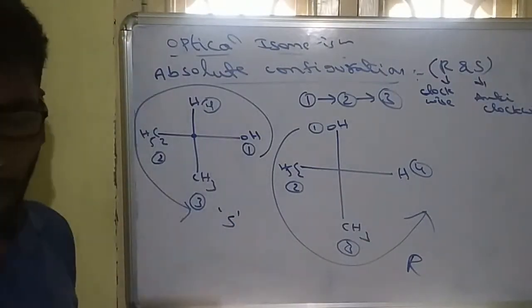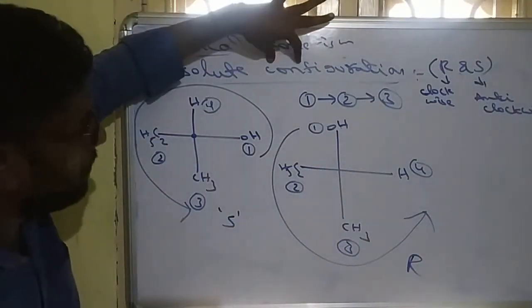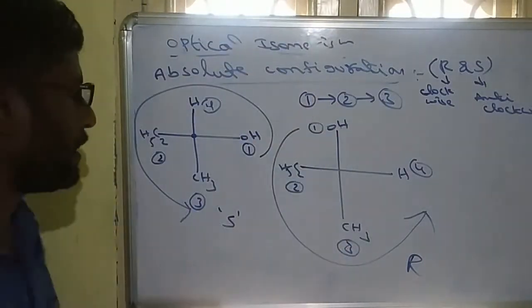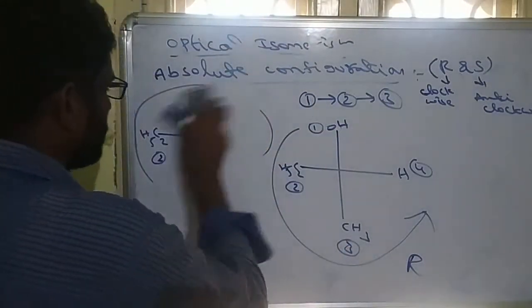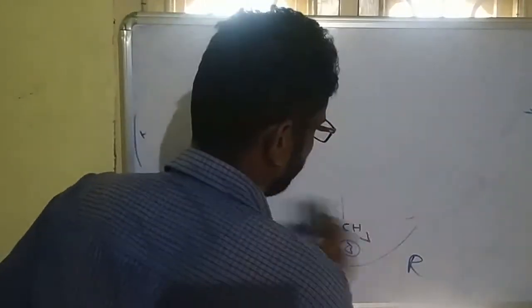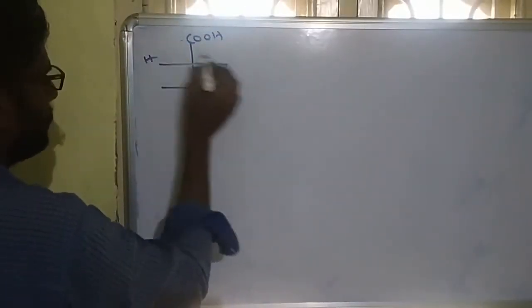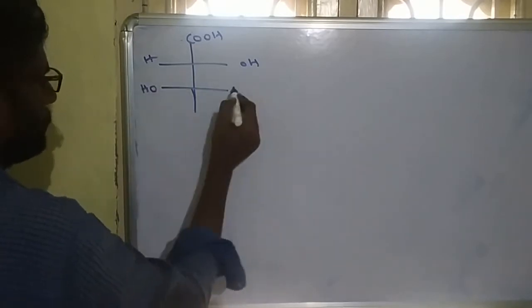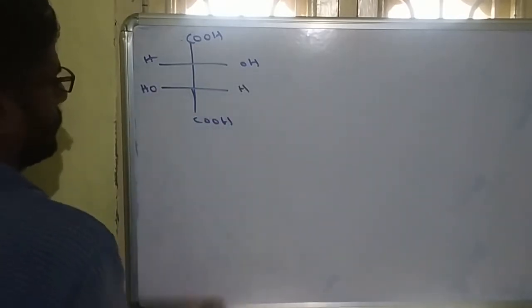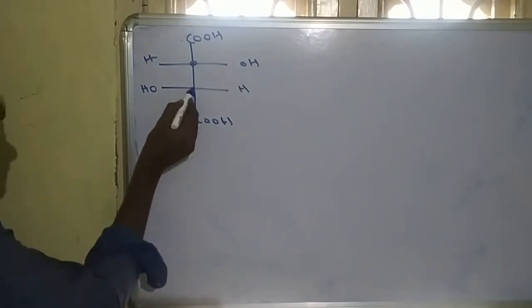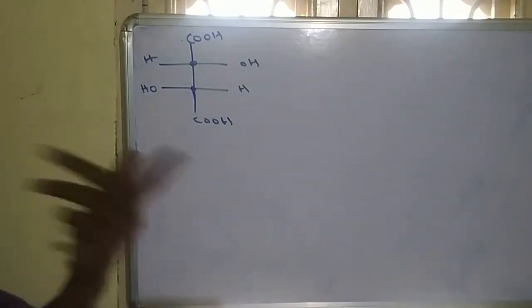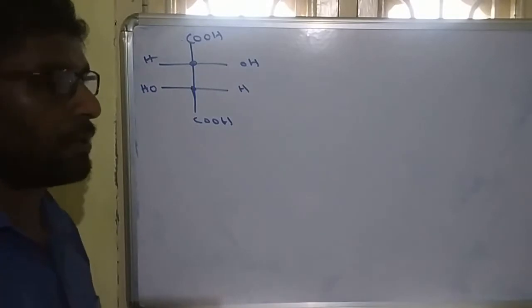So this is optical isomerism. With the help of absolute configuration, for any molecule given, we can identify the configuration. Some other examples we will see. See this molecule. This is a chiral carbon and this is also a chiral carbon. So this molecule contains two chiral carbons, this one and this one.